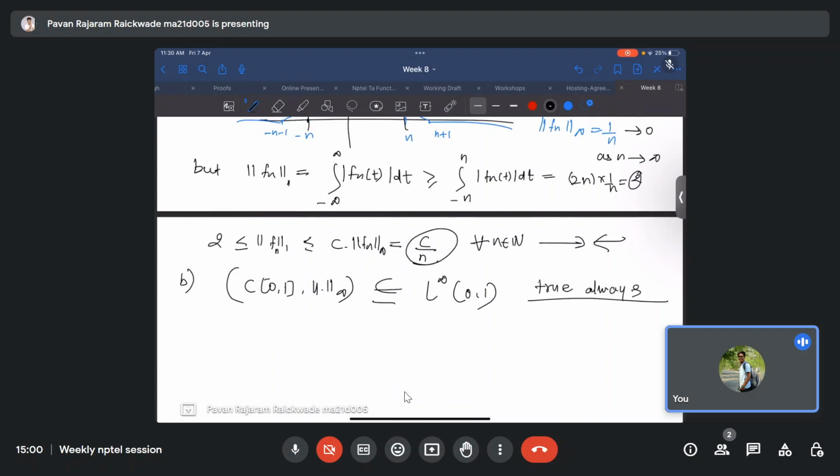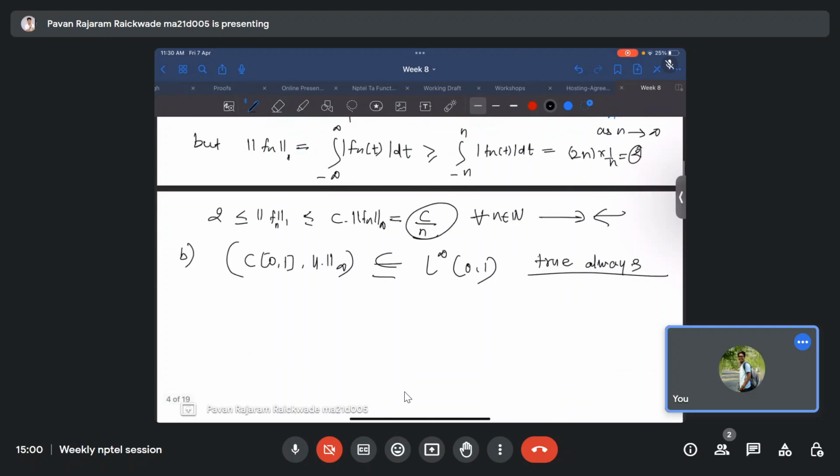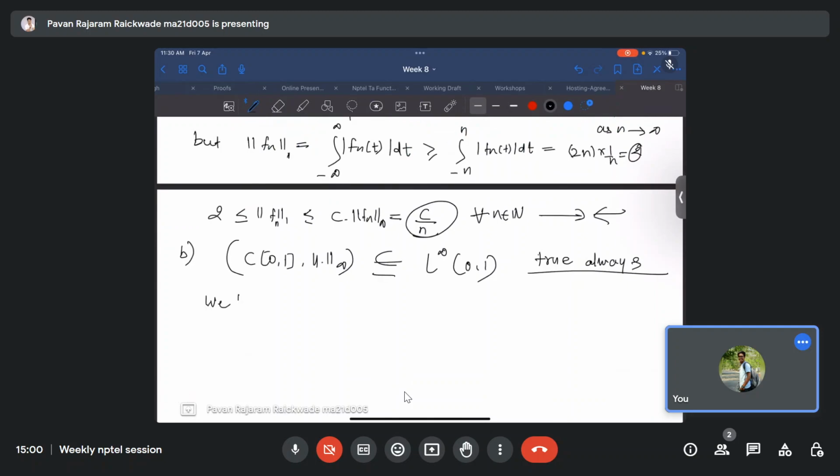And since it is exactly the same, it's continuous. Because the norms are the same, the inclusion is continuous. There is no need to check. Okay, we just have to check for L^p.